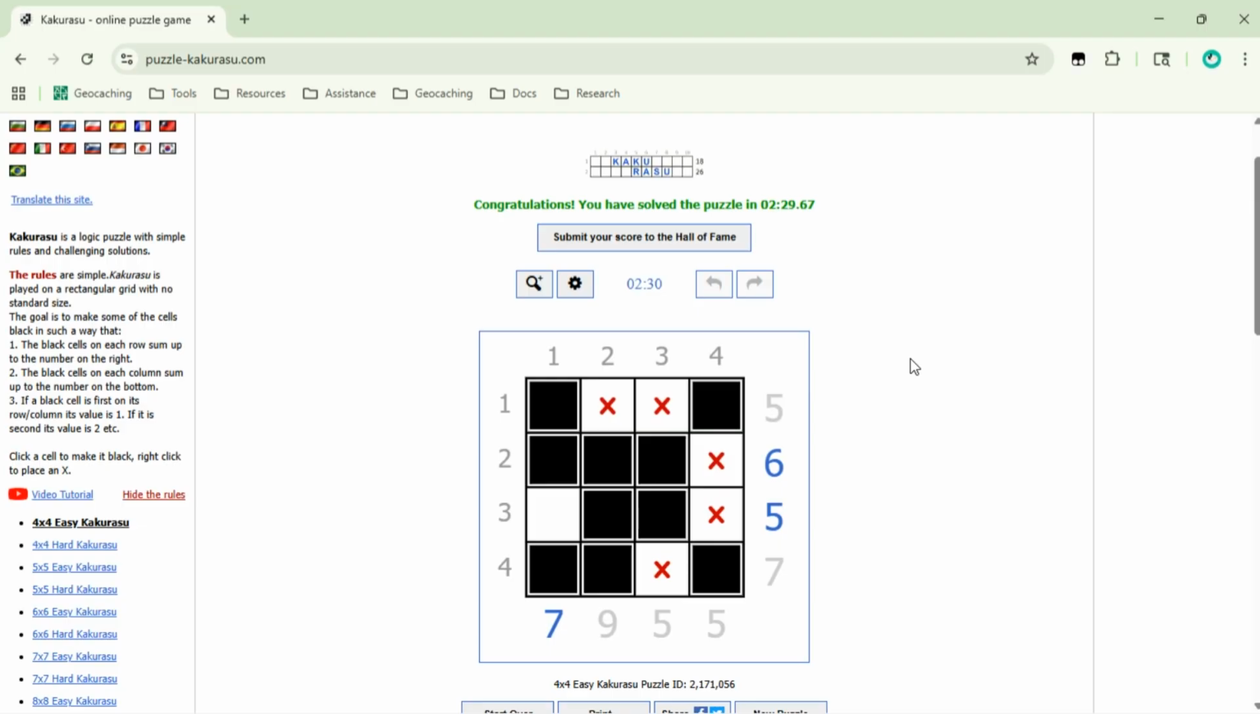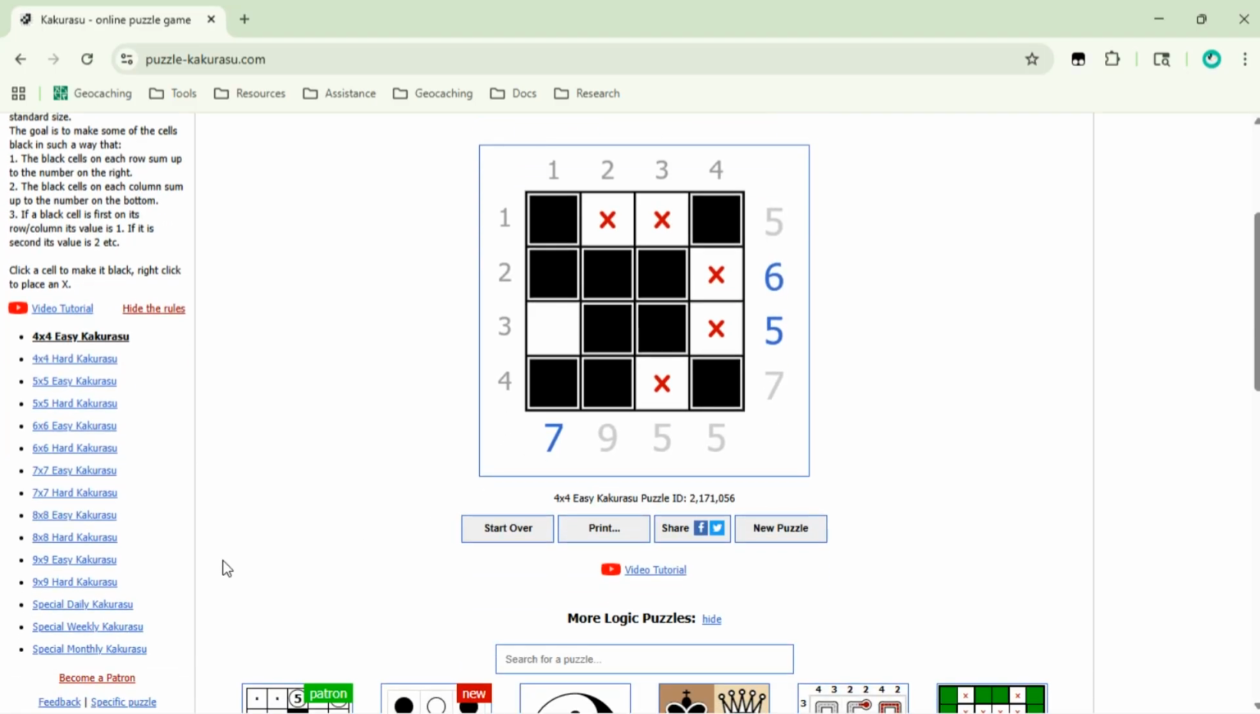So small ones are pretty easy. The bigger they get, the harder they get. But you see here also that for the hard ones, the 9x9, it can be pretty hard to solve.